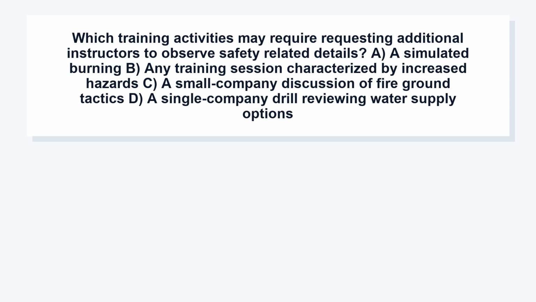Which training activities may require requesting additional instructors to observe safety-related details? A. A simulated burning. B. Any training session characterized by increased hazard. C. A small company discussion of fire ground tactics. D. A single company drill reviewing water supply options.